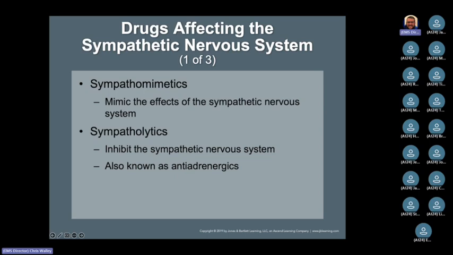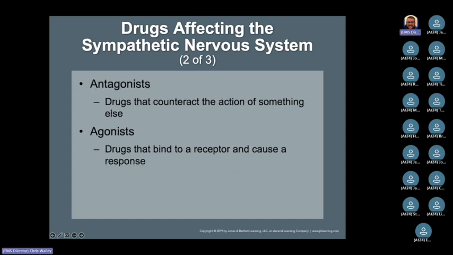Sympatholytics are medications that inhibit the sympathetic nervous system, also known as anti-adrenergics. Your anti-adrenergics antagonize or fight against the effects of the sympathetic nervous system. That's a lot of pronunciation for me. All right, so an antagonist is a drug that counteracts the action of something else. An agonist is a drug that binds to a receptor and causes a response.